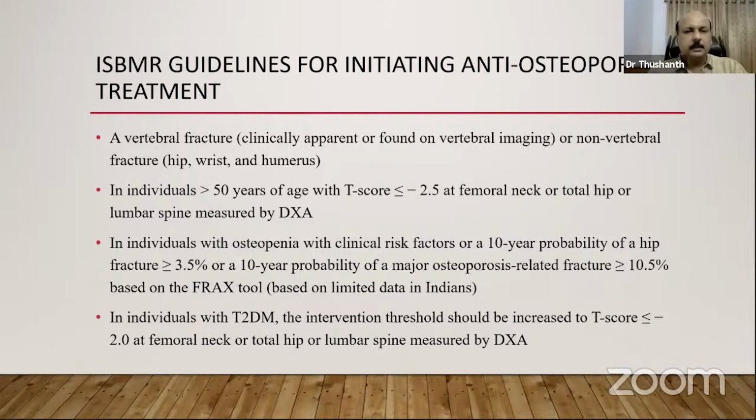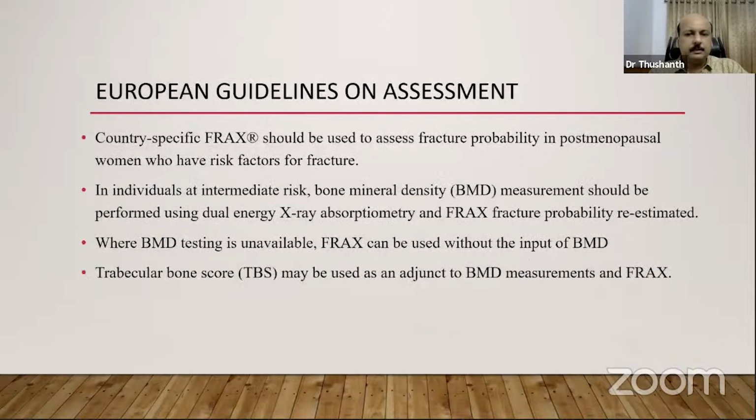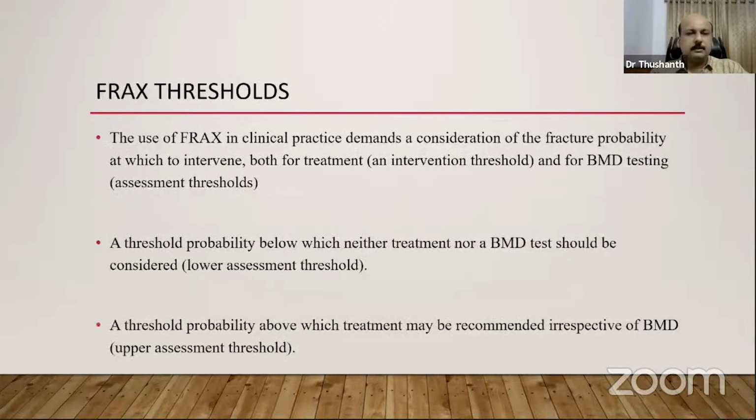So basically, ISBMR guidelines, just like the US guidelines, give a fixed threshold, like the values given are 3.5 for hip fracture and 10.5 for general osteoporotic fracture. But recently, there have been some changes in the European guidelines. A very recent European guideline actually says that it should not be a fixed threshold. We should assess the various thresholds. They have given these thresholds, that is the intervention threshold.